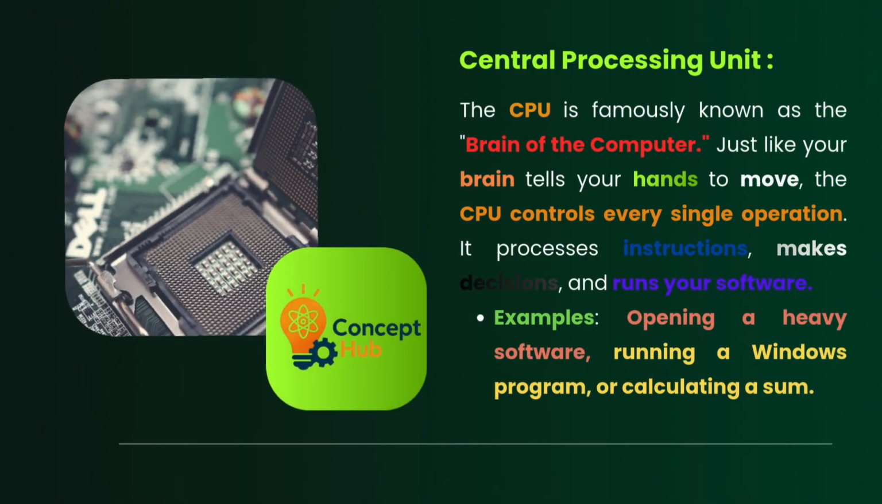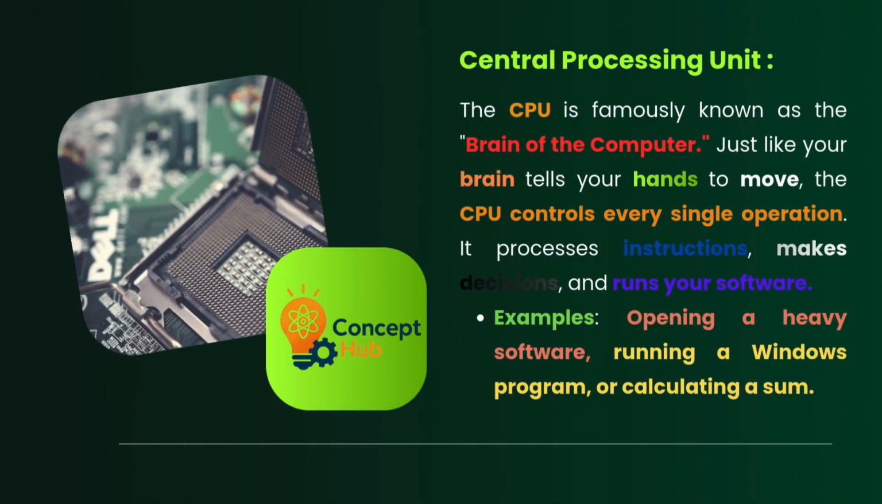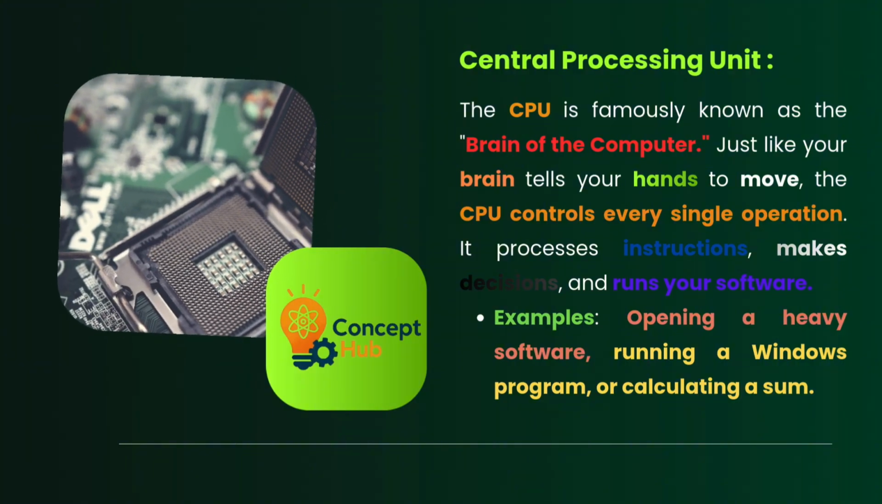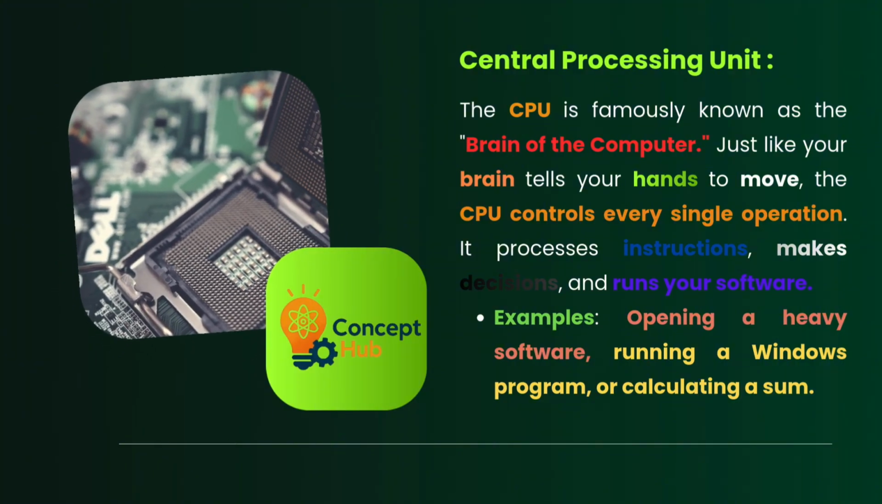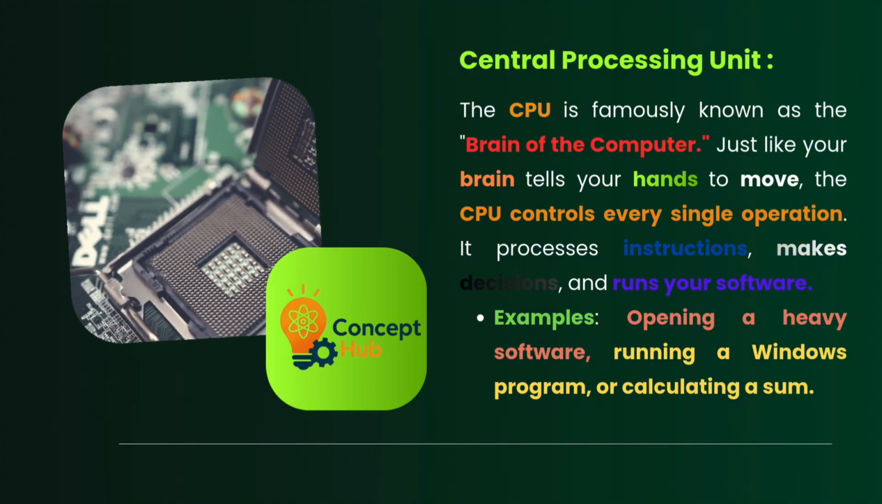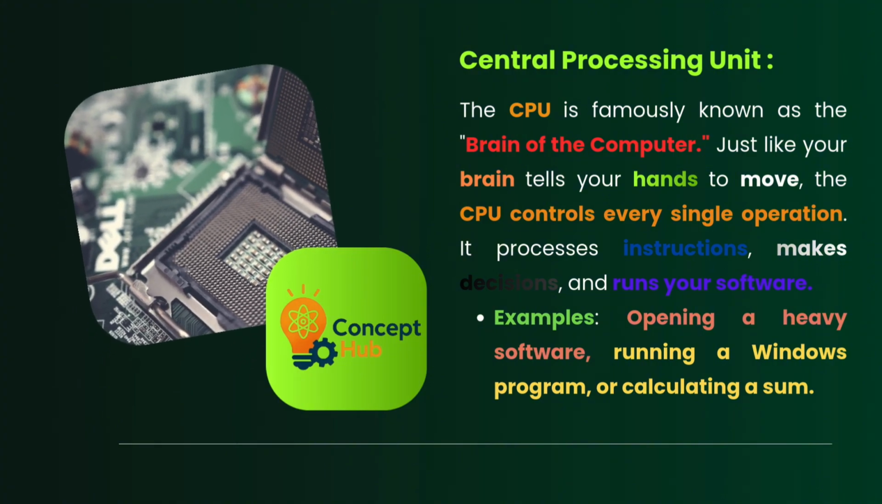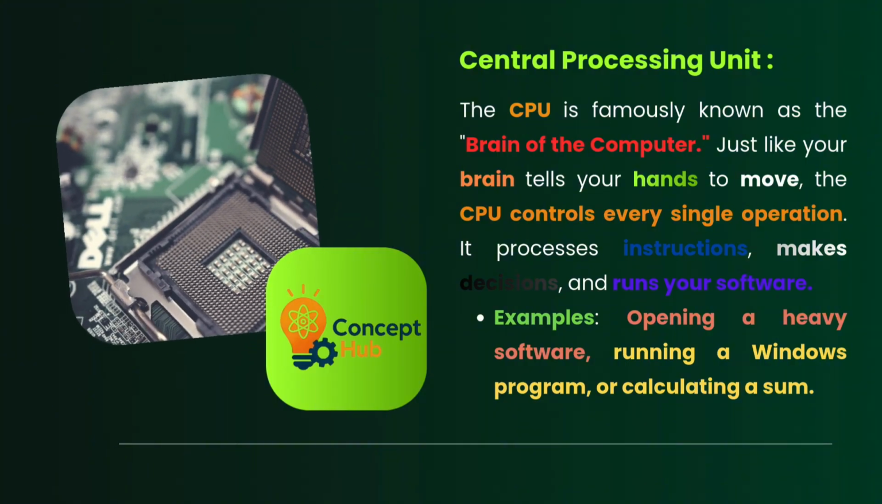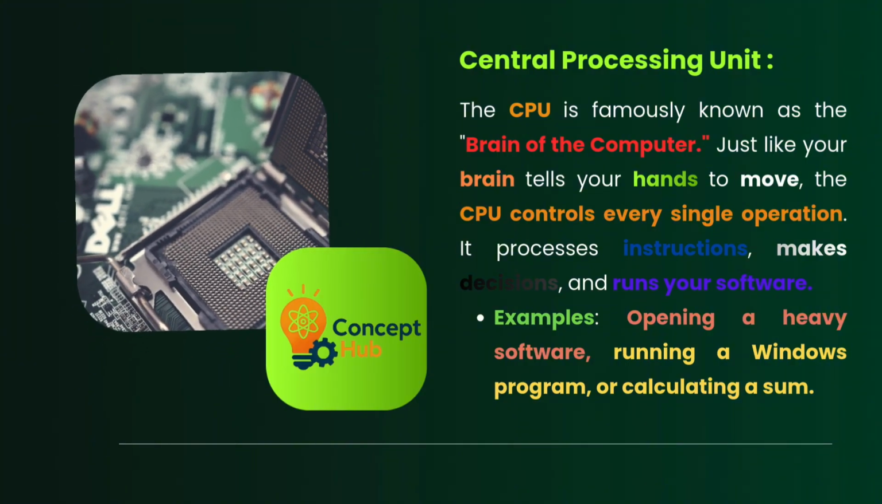3. Central Processing Unit, the brain. The CPU is famously known as the brain of the computer. Just like your brain tells your hands to move, the CPU controls every single operation. It processes instructions, makes decisions, and runs your software. Examples: opening a heavy software, running a Windows program, or calculating a sum.